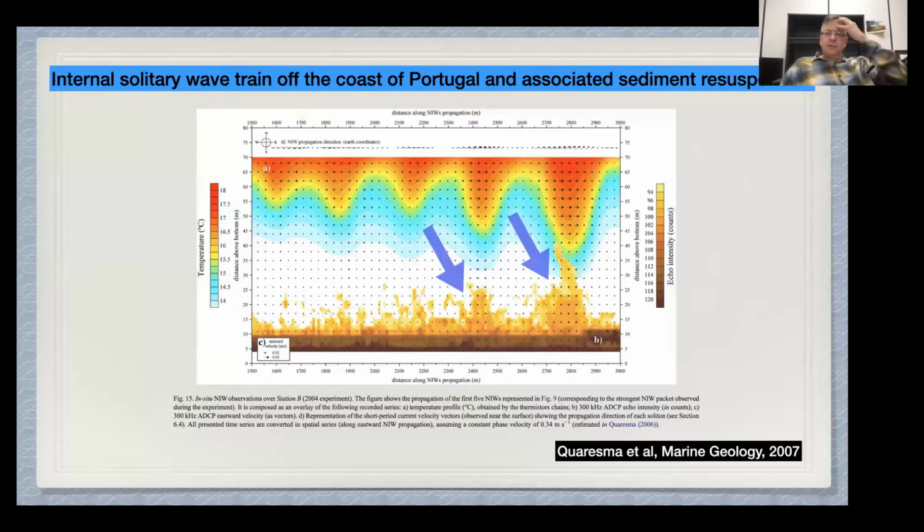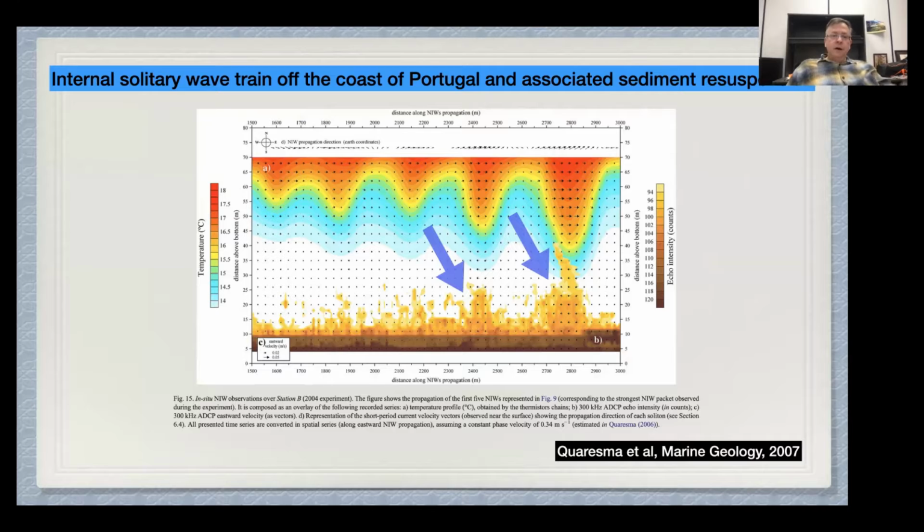So here's another picture. This one I show an awful lot. I have a longstanding interest in the bottom boundary layer and how it's energized and cross-boundary layer transport due to internal solitary waves. And this is, to me, the best picture of this. I'd be happy to be corrected if someone's got a better one. This is a group out of Portugal working with the Portuguese Navy. So this is Quaresma et al. It was in Marine Geology, kind of a strange journal for me.